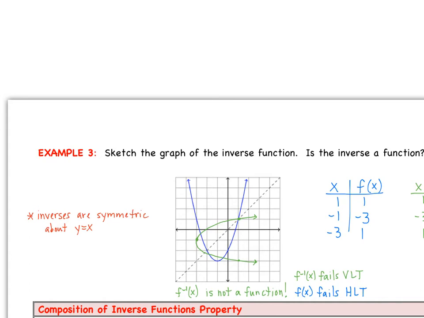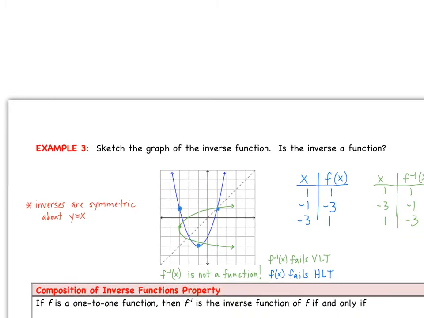Okay, now we're going to get some practice sketching the graph of the inverse, and then we'll determine if the inverse is a function. So we're given the blue graph in our notes. How did I get the green graph? The first thing I want to do is identify some points on my blue graph. So I notice here I have the point (1, 1), I have the point (-1, -3), and I also have the point (-3, 1). Well, remember about inverses, all I have to do is switch my x and y's.